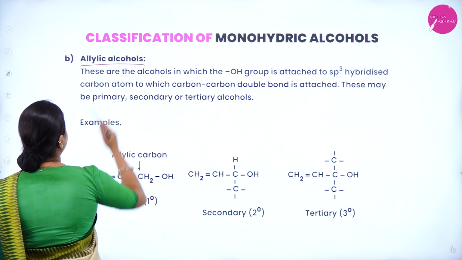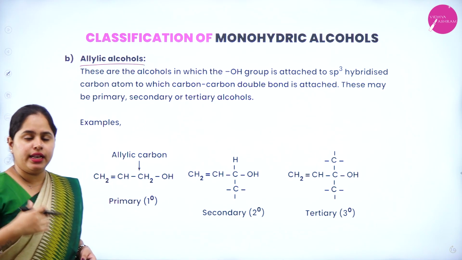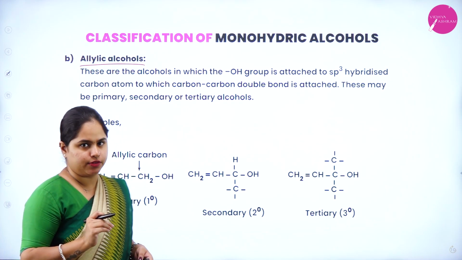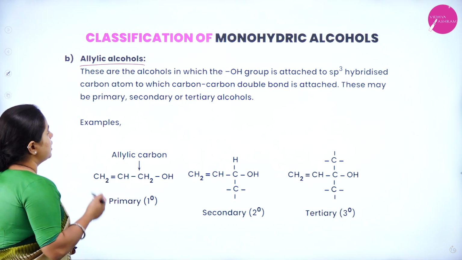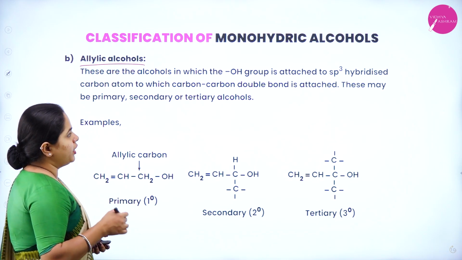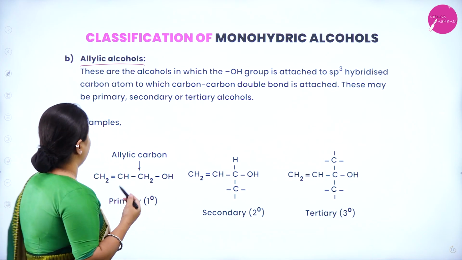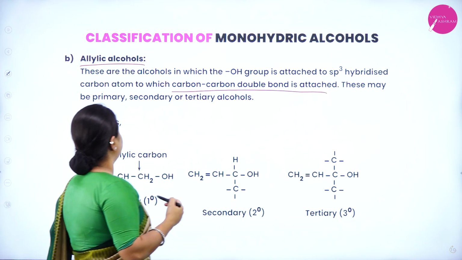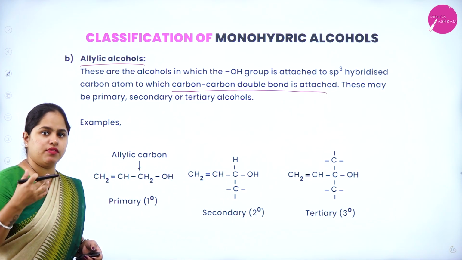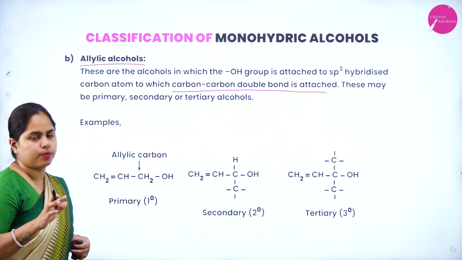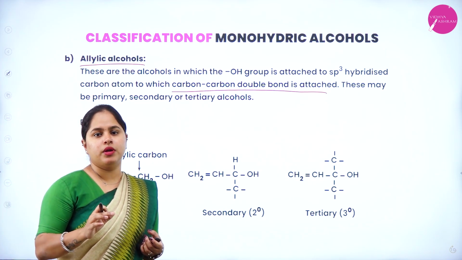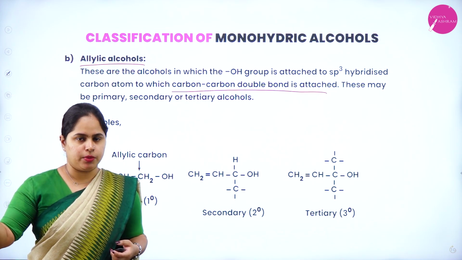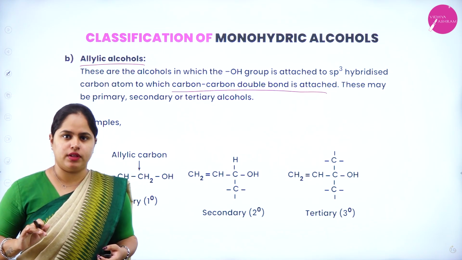The next one is allylic alcohol. Allylic and benzylic we have already studied in haloalkanes and haloarenes, right? So what were allylic alcohols? These are the alcohols in which the hydroxyl group is attached to the sp3 hybridized carbon to which a carbon-carbon double bond is attached. These may be primary, secondary or tertiary. So what is the allylic group? That means you will have a double bond, and adjacent to that, you will have a carbon atom to which the alcohol will be attached.